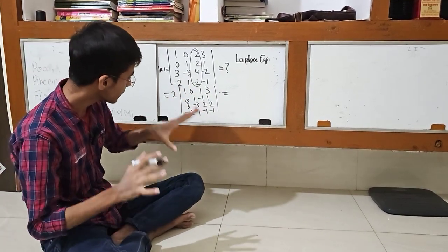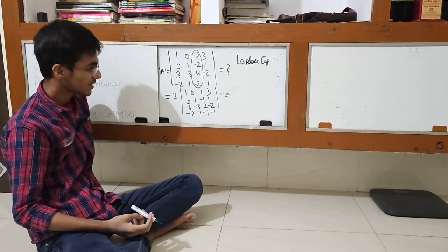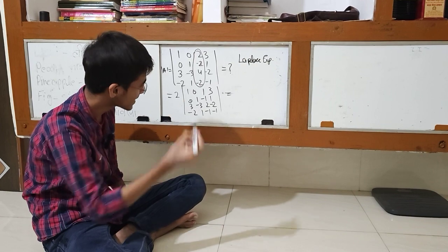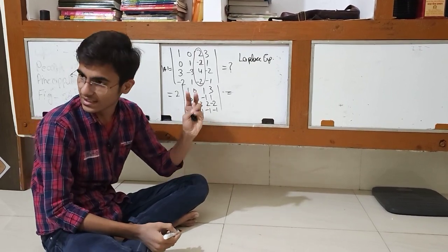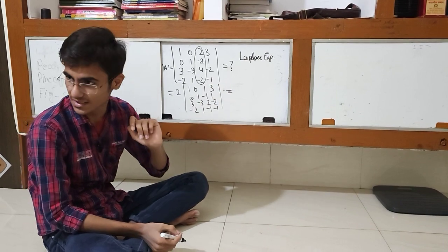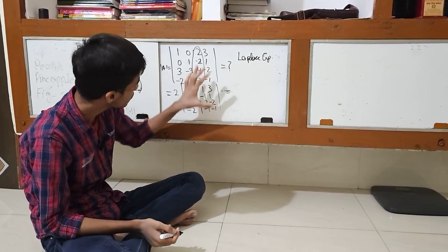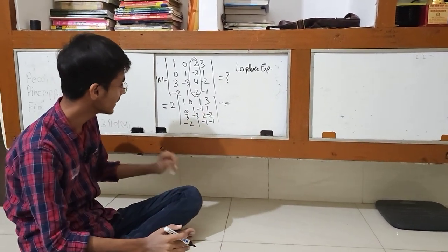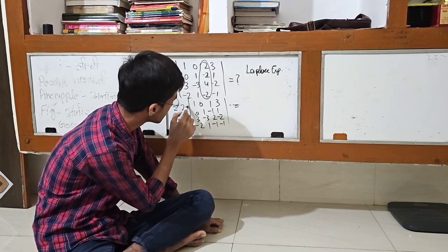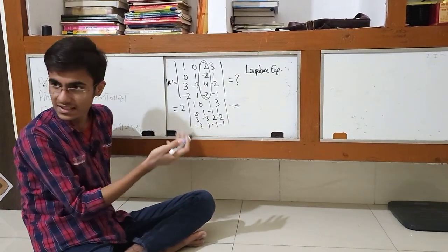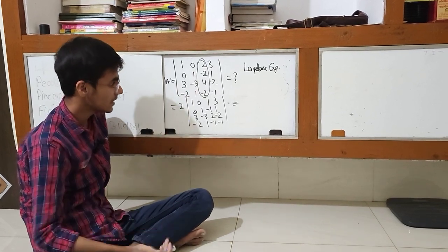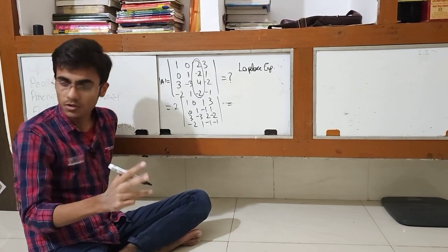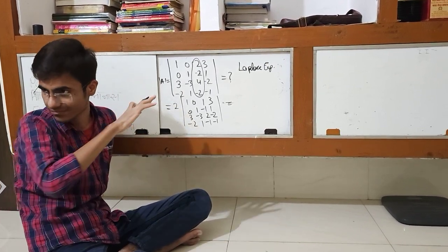Now in this determinant, I have to make it such, maybe by adding or subtracting terms, that I can make any two of them equal. If any two rows or any two columns are the same, then the determinant of this matrix will come out to be 0. So here's what you can do. You have to add two rows or two columns, such that in the end you get two columns or two rows that have the same elements, right?